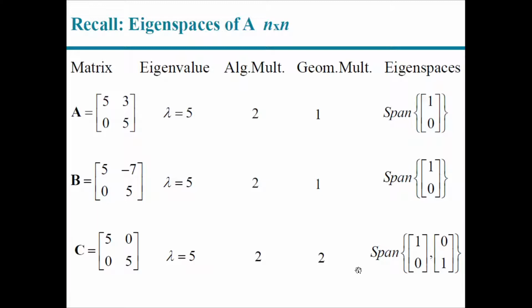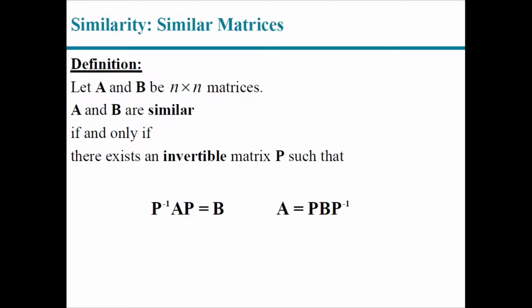So that's very simple. One of the results that we are going to see is that a matrix A is diagonalizable if and only if for every eigenvalue its algebraic multiplicity is equal to its geometric multiplicity. So that will be one of the results.